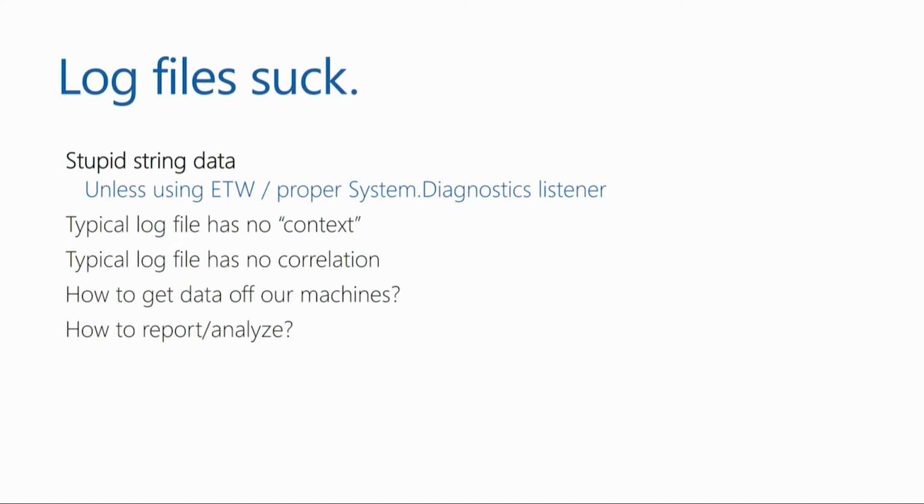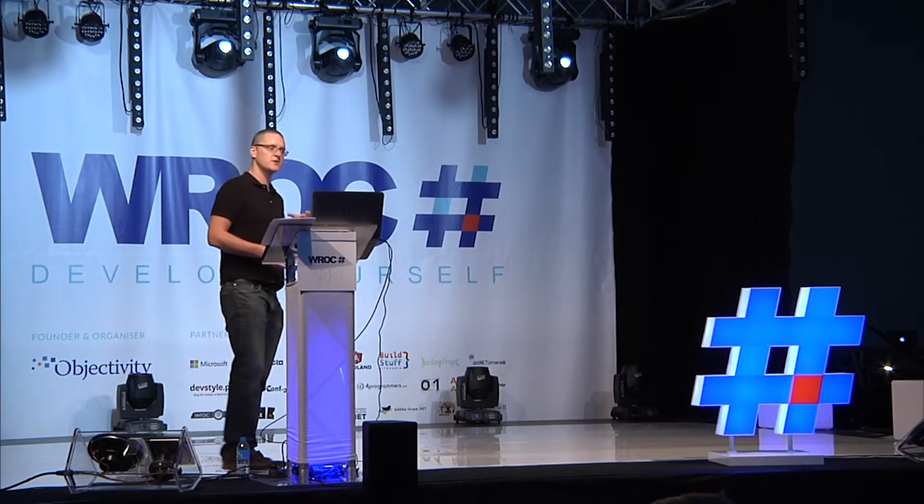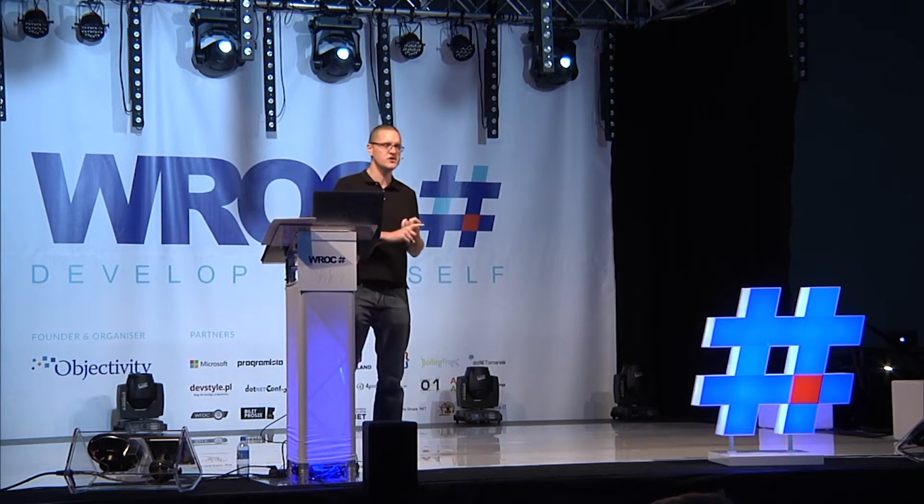They are typically just string data in a file somewhere or in a database or in an event log. There are some better ways of doing things like ETW, event tracing for Windows, or using a proper System.Diagnostics trace listener, but typically it's just plain string data with not a lot of information in there. A typical log file also does not have context. Like I said, which machine did it run on? What time? Which was the user session? Did they log in using username, password, or did they use Azure AD? All that contextual information is missing from a typical log file.